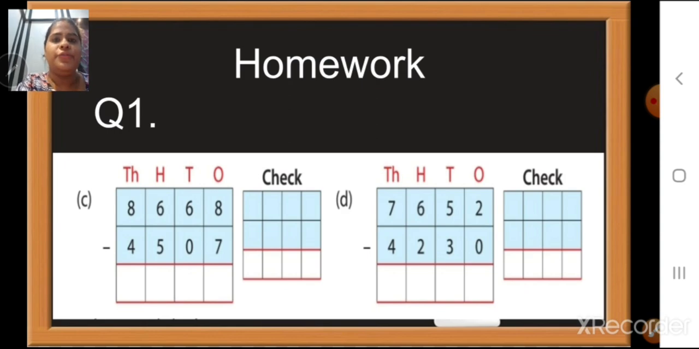Now children, for your homework sums, question number 1, C and D sums are your homework. You will do the sums in the textbook itself. Those who don't have a textbook, they will write it down in the notebook. Then question number 2, again C and D sums you will do as homework. Note it down, children, everyone.